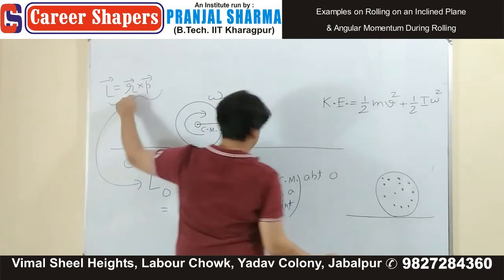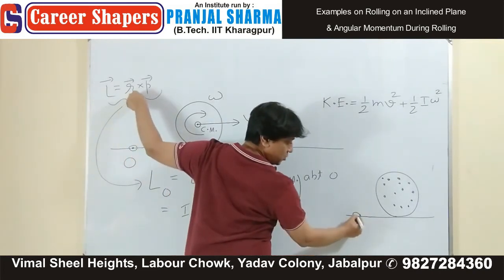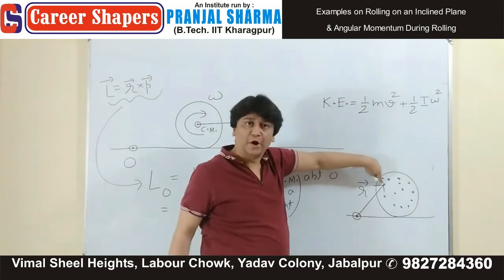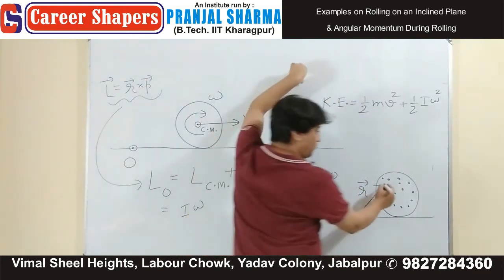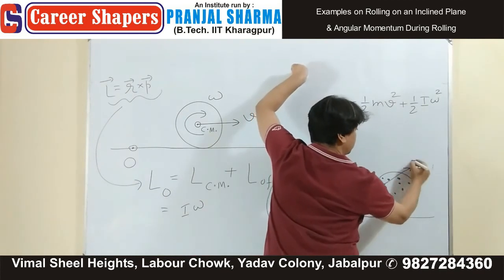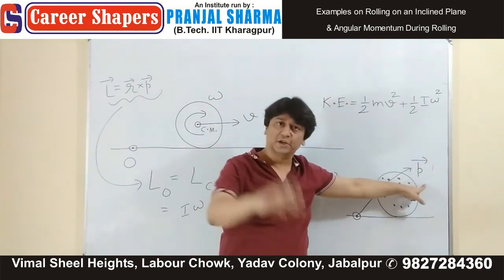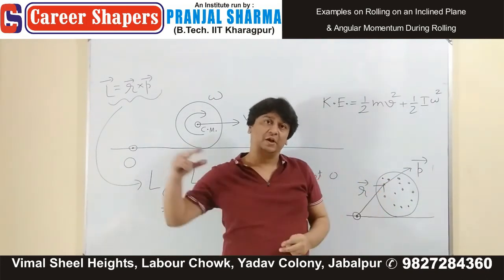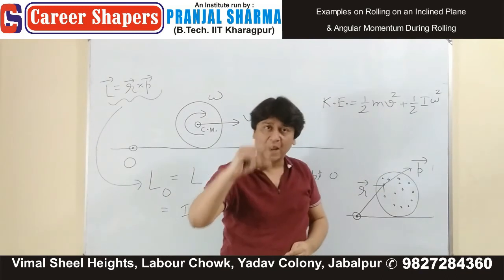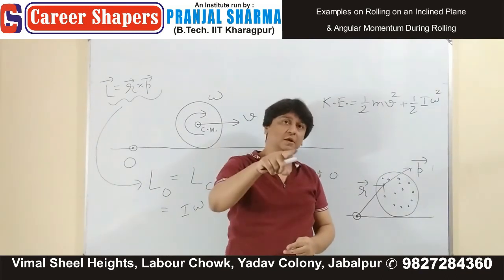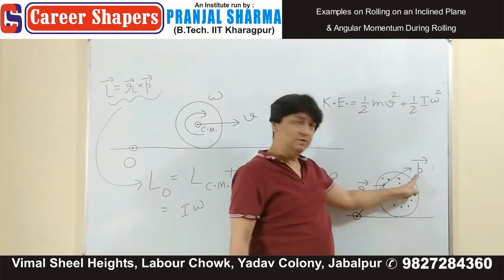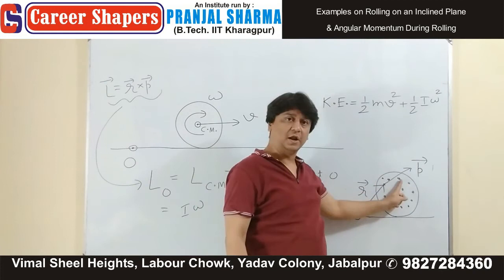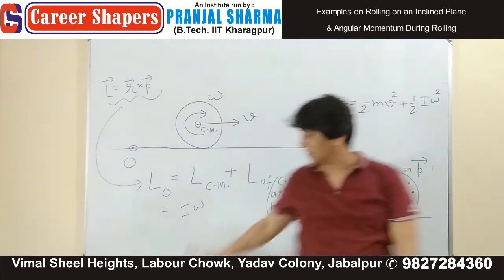If you want to use this, then you have to take R for every point on the body, and you need to find its linear momentum, which is a mix or superposition of translatory and rotational. Once you do this for each and every point mass present on the body, what do you get? You get this.